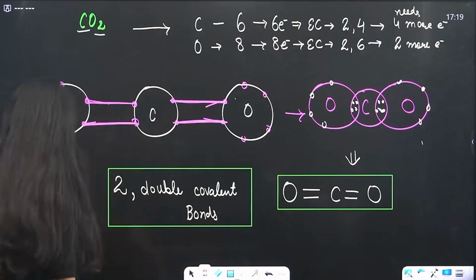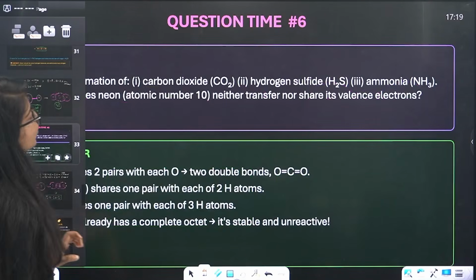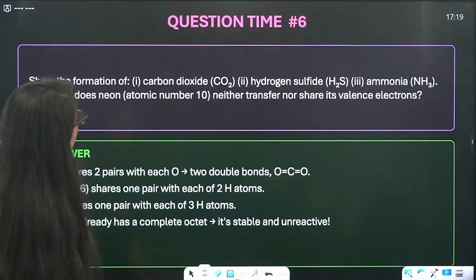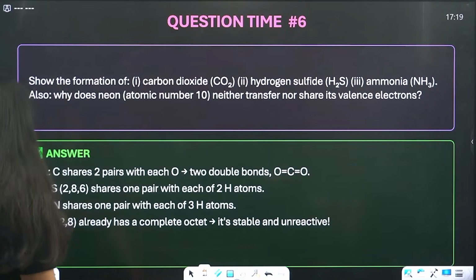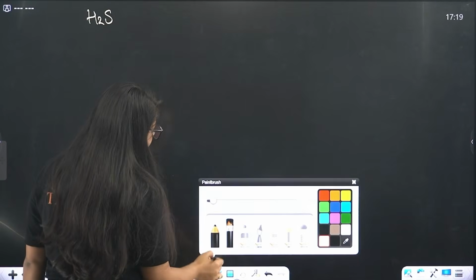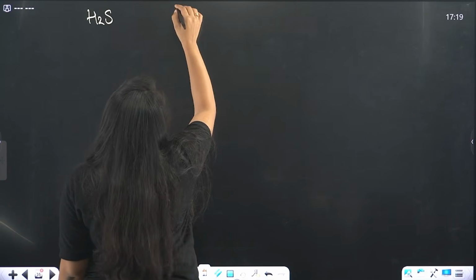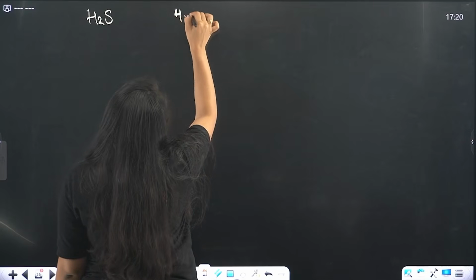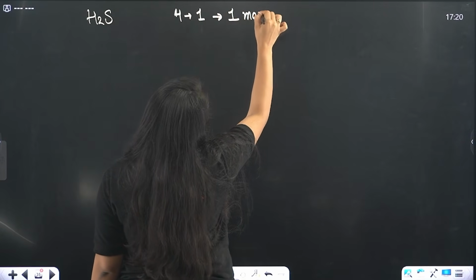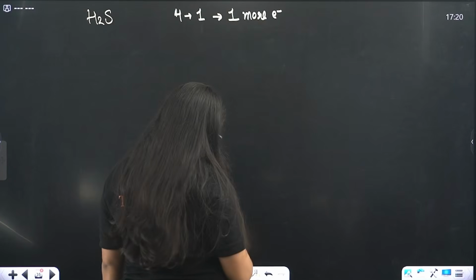Okay, what's next that is given in the question? Hydrogen sulfide and ammonia. Great. Hydrogen sulfide, that is H2S. Now, what's the first thing we'll do? We'll write their atomic configuration and atomic number. The atomic number of hydrogen is simply 1, and it needs one more electron.